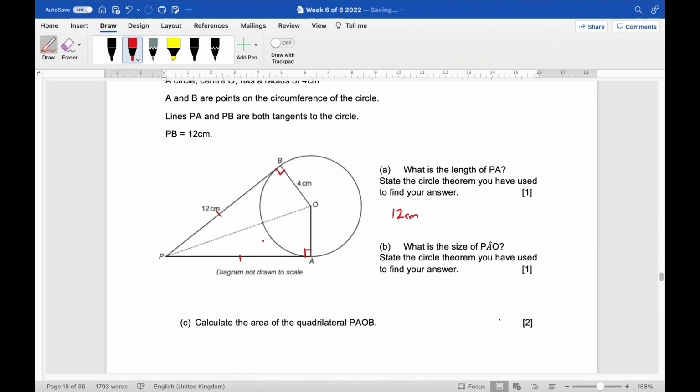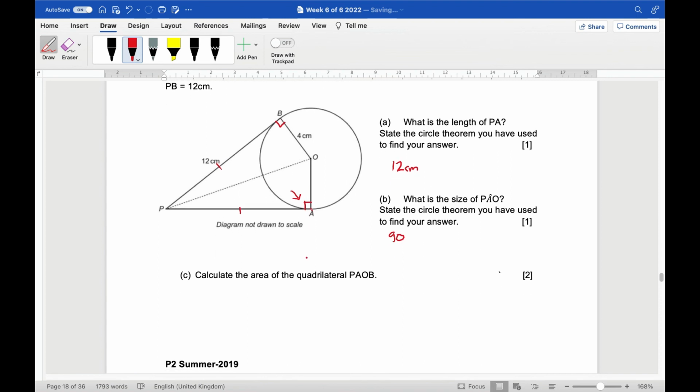And what is the size of PAO? 90, nice and easy. No, the circle theorem we use there is that the angle from where the tangent touches the circle going to the centre is 90 degrees.